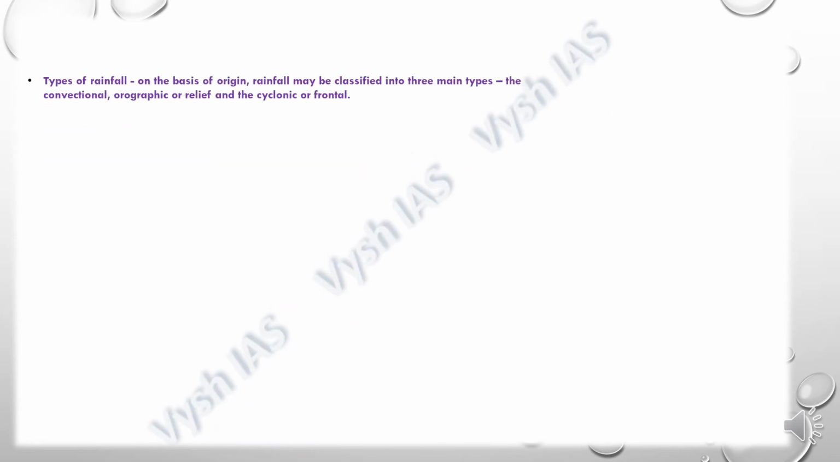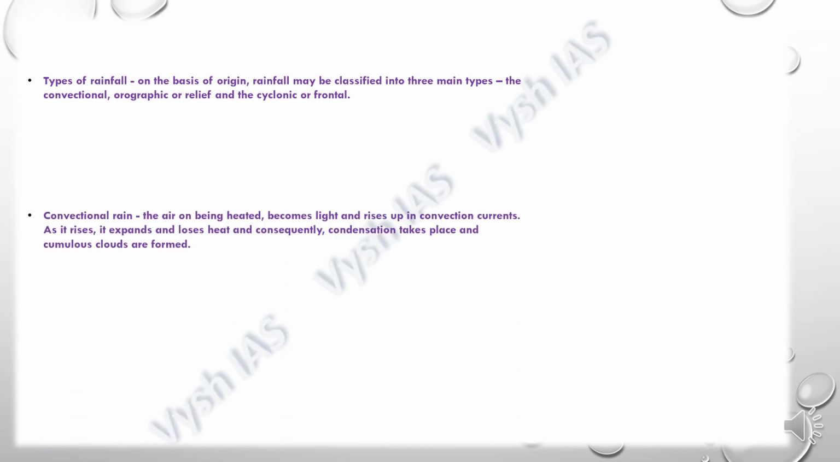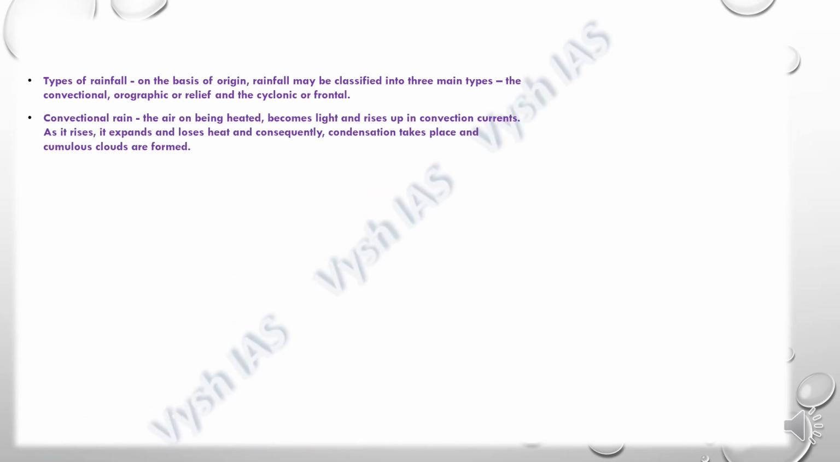So now the types of rainfall. On the basis of origin, rainfall may be classified into three main types: the orographic, convectional and the cyclonic or frontal rainfall. Convectional rain: the air which is being heated becomes light and rises up in convection currents. As it rises, it starts expanding and it loses all the heat because of the expansion, because the molecules won't be close together when it is expanding.